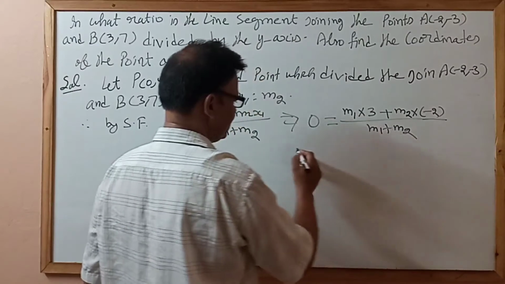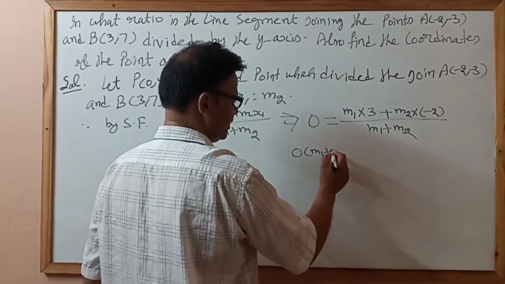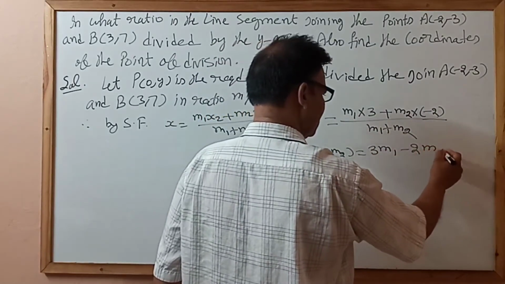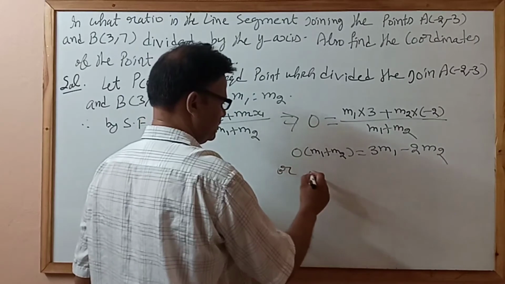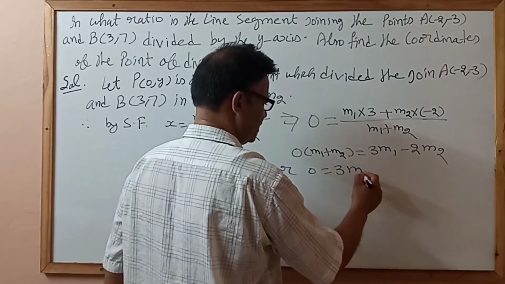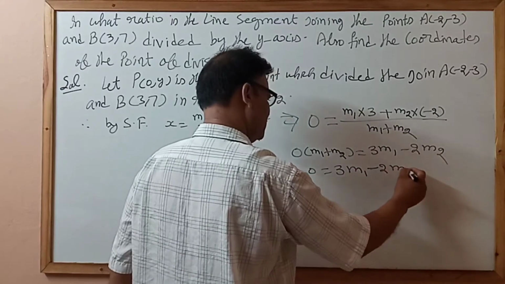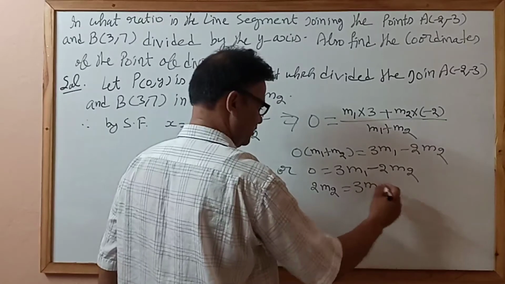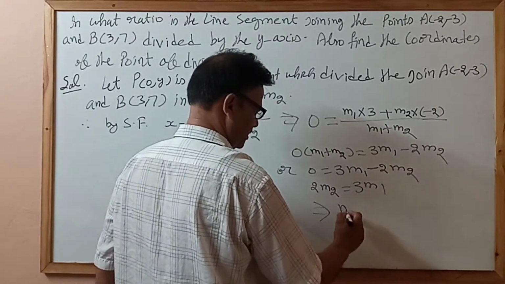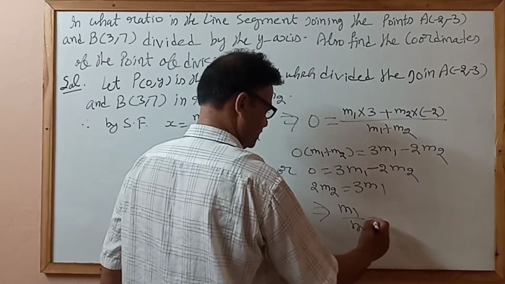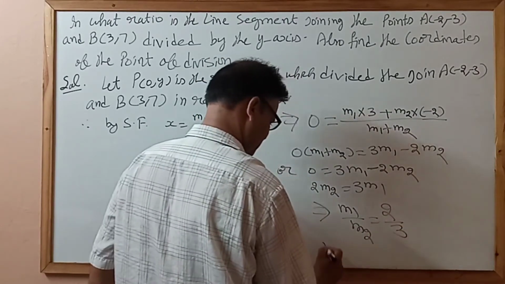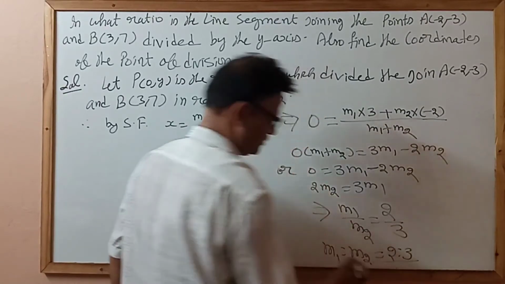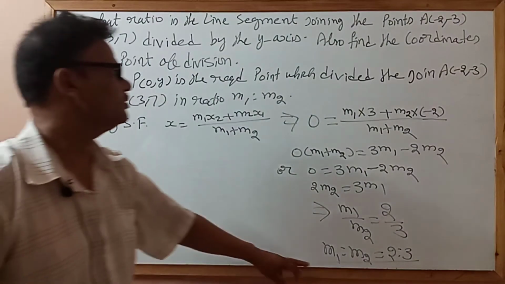By cross multiplication we get 0 multiplied by (m1 + m2) is equal to 3 m1 minus 2 m2, or 0 is equal to 3 m1 minus 2 m2, or 2 m2 is equal to 3 m1. That is, m1 over m2 is equal to 2 over 3. So m1 ratio m2 is equal to 2 ratio 3. So this is the required ratio.